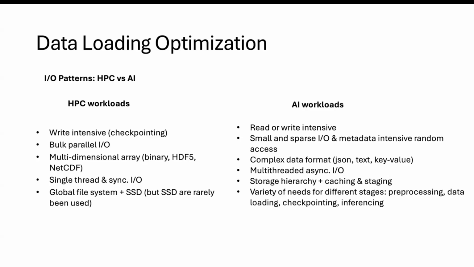And then in terms of the I/O, it is typically very small sample reading. Like right now, if you train a large language model, the sample size is basically the sequence length, and those are pretty small, like 4K or 8K tokens, so one sample is very small in size. And then the data format is kind of complex, like JSON files, raw CSV files, or text files.